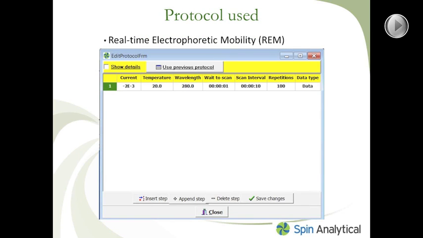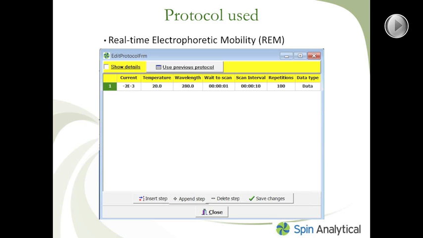You edit a protocol that has what current you're going to run, what temperature you want to use, what wavelength, how long you want to wait before you take scans. Typically for a mobility measurement, this will be set to 1 second. And how frequently you want to take scans, how many seconds between scans, how many scans total you want to take. And you can take data where you have protein present, or you can take blank data.